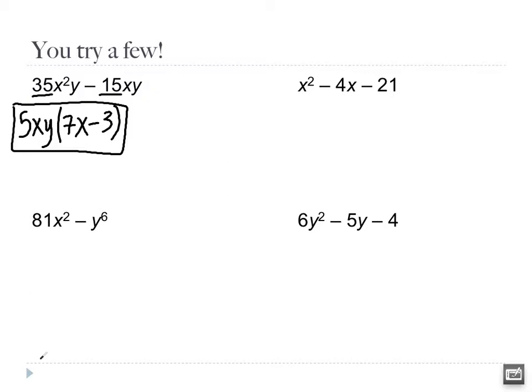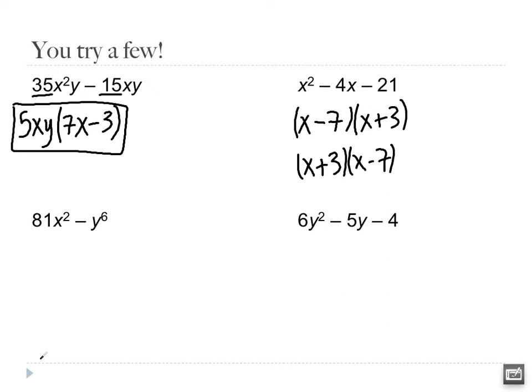Looking at the second example to the right, there is no greatest common factor. This is just a product sum trinomial. 2 numbers that multiply to negative 21 and add to be negative 4 end up being negative 7 and positive 3. If you had it written the other way, x add 3 and x subtract 7, that is also correct. But what's important is it needs to be negative 7 and positive 3, which add to be negative 4. So both of these are correct answers.